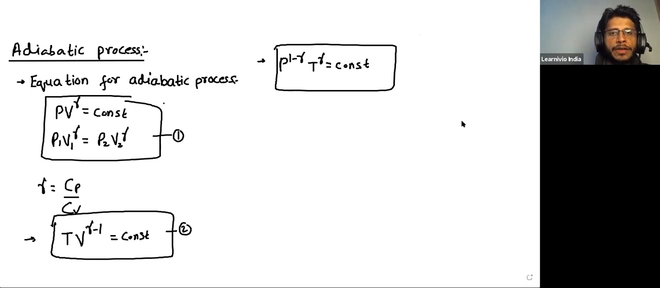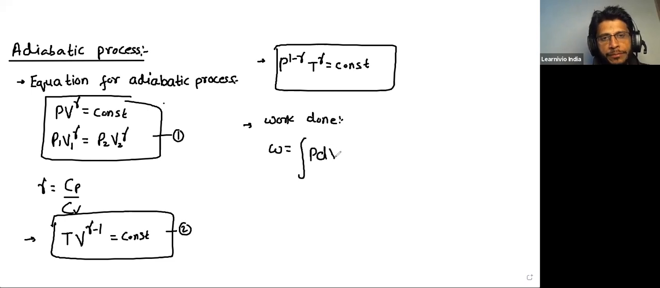Once you have the equations of the adiabatic process, you can calculate the expression of work done. In thermodynamics, the expression of work done is the integral of PdV, with volume from V1 to V2.